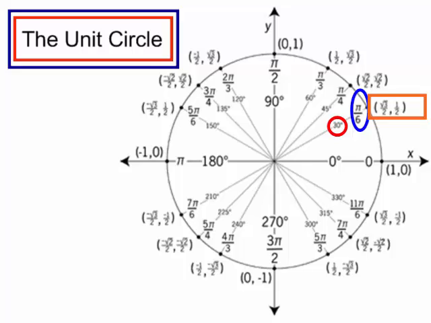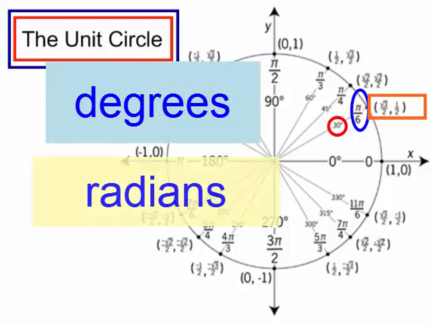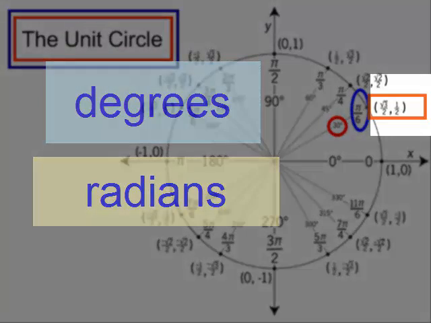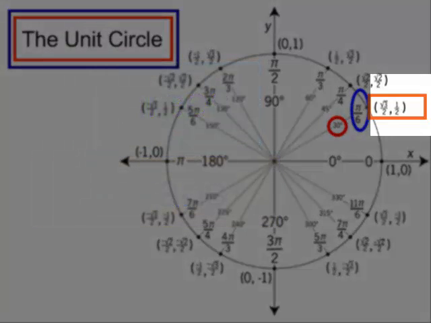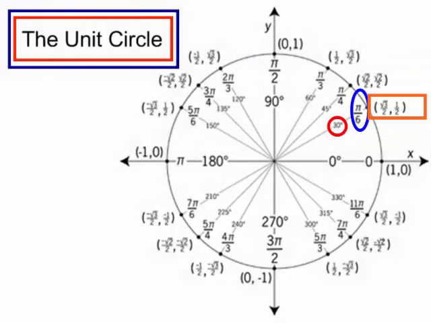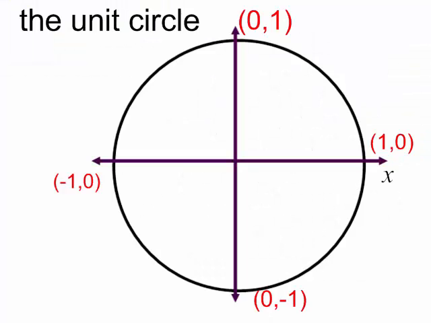Okay, in an earlier video, I discussed the unit circle and we discussed the degrees and the radians. In this video, I want to discuss this ordered pair, the cosine and the sine. So let's continue working. Okay, so here we have the unit circle.